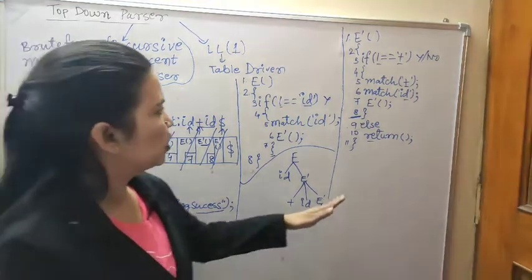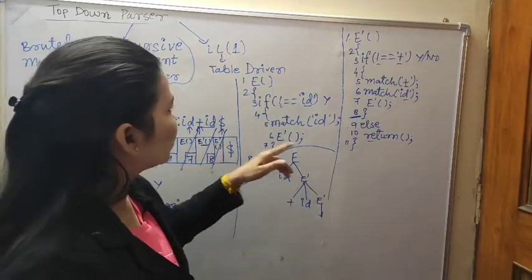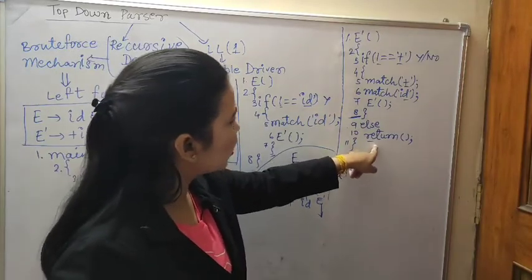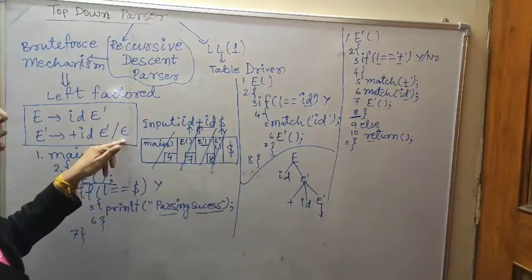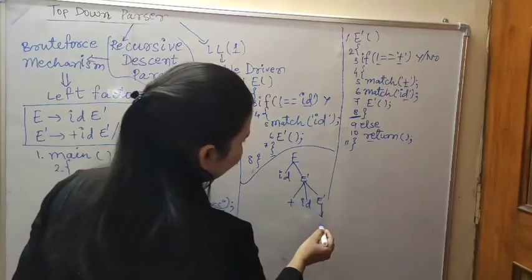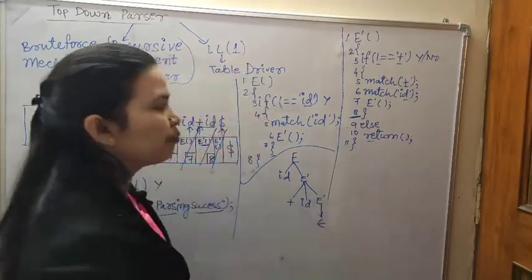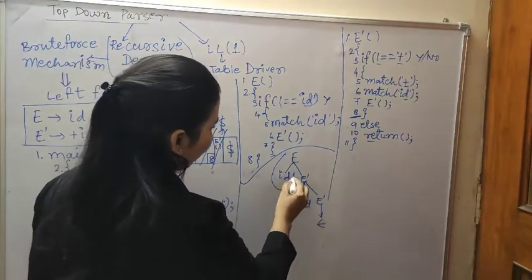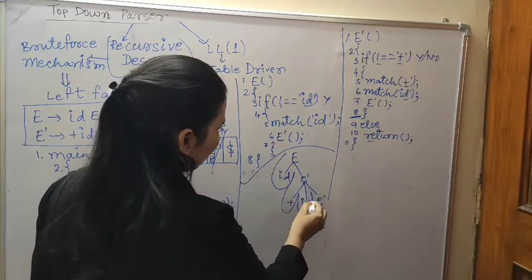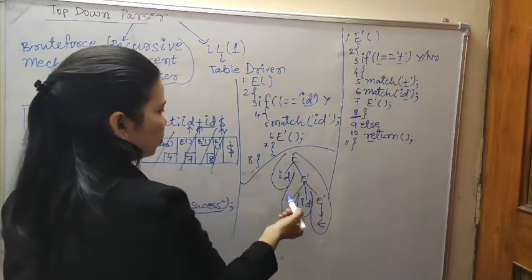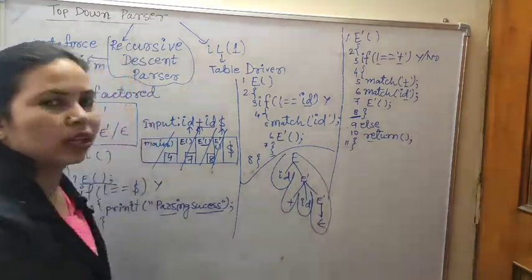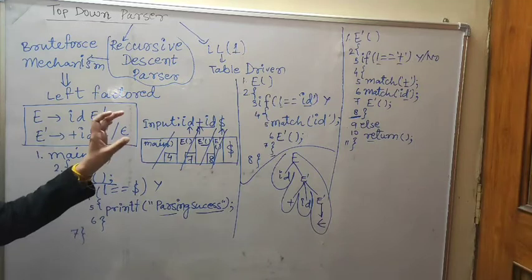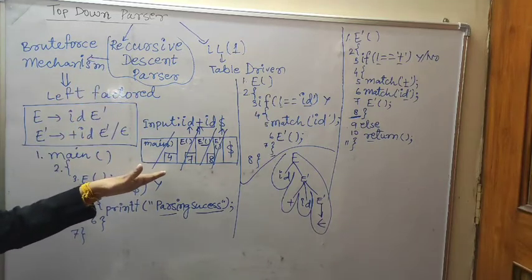And now listen, I told that here E dash and we are going to the else return part. Return part means what? It is the epsilon part. Epsilon, write down here epsilon. Okay, so now you have to match it: id plus id plus id and epsilon. So that means id plus id will come. Yes, so this is the recursive descent parser.